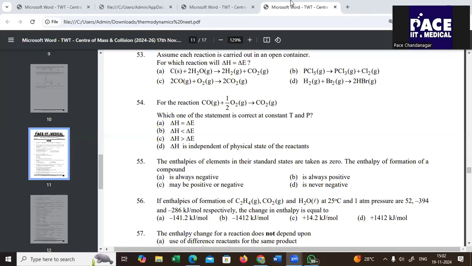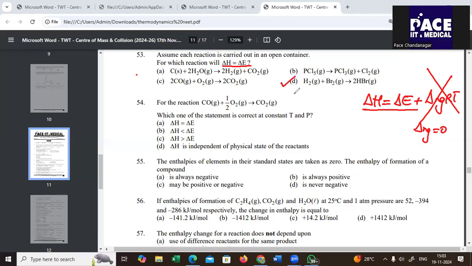As you go with the next question, 53: assume each reaction is carried out in an open container for which delta H is equal to delta E. Again, the same. Always go with delta H is equal to delta E, or delta U also you can take, plus delta NGRT. Now you said delta H is equal to delta E, which means this part has to become 0. If this has to become 0, delta NG should become 0, which means total moles on the right side should be equal to the total moles on the left side. Option D is your answer here.